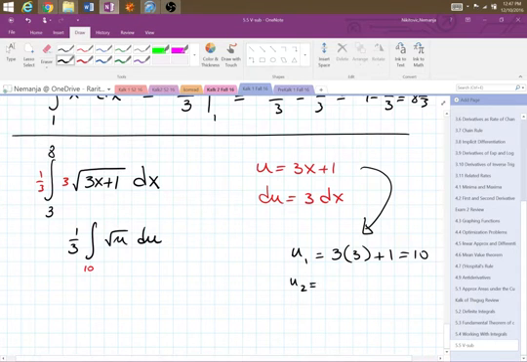u2, the top limit, is from 8, so it is 3 times 8 plus 1, which is 25. So the upper limit is 25. The great thing about this is once you integrate, you do not have to go back to x, because your limits are now also in u, and whatever you get, you just compute. So there is no going back to x when you have a definite integral.